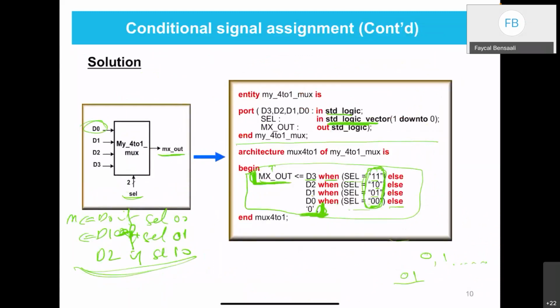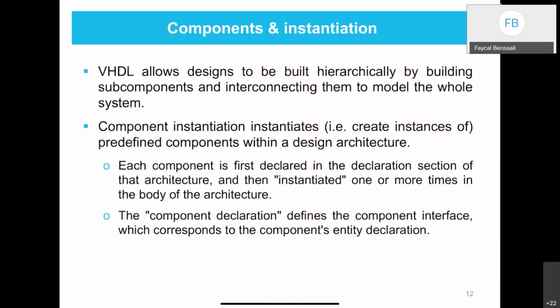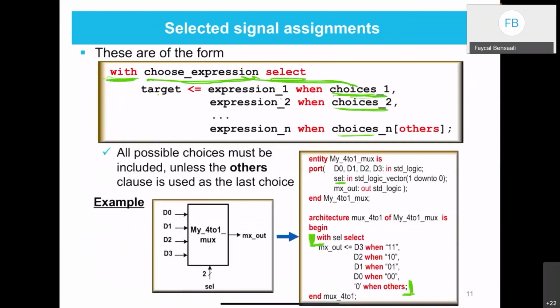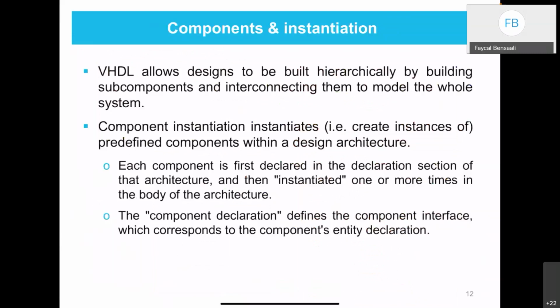Is this clear? So this code here, because I'm using conditional signal assignment, means I'm using the data flow design style. I will stop here. So this is for data flow. Next, we will cover components. We'll move to the structural design style, and I will show you how to create components and how to use them. We'll stop here, and then we'll continue next session, inshallah.